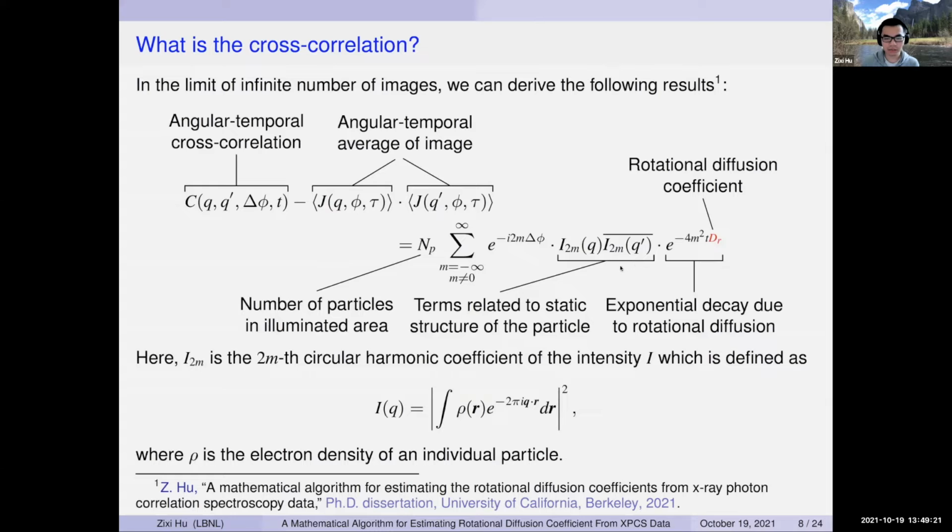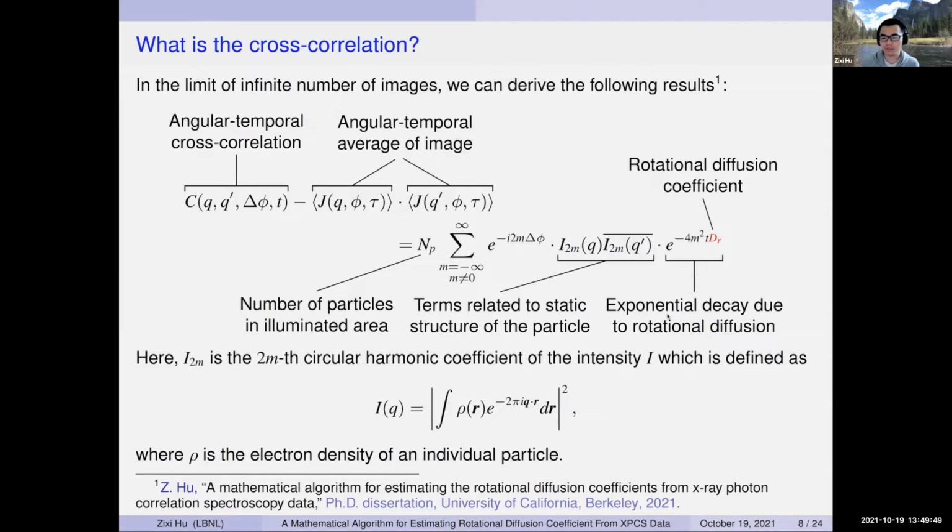And this term is related to the static structure of the particles. I2M is the 2M's circular harmonic coefficient of the intensity I. And this intensity I is defined as the Fourier squared magnitude of the Fourier transform of the electron density of an individual particle. So please remember this. Yesterday, sometimes the notation I refers to the intensity of the overall sample, but here I use I to denote the intensity of just an individual particle.